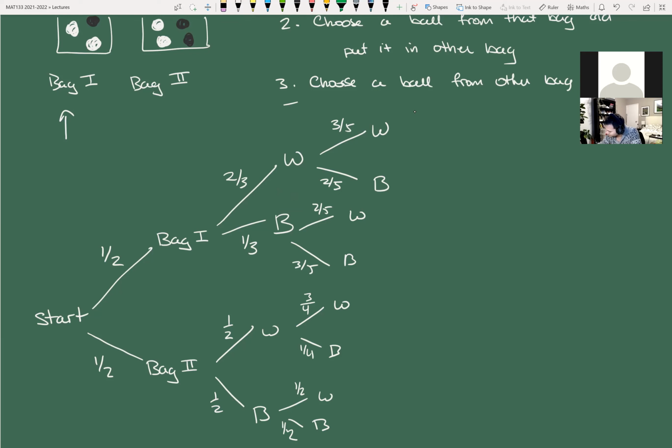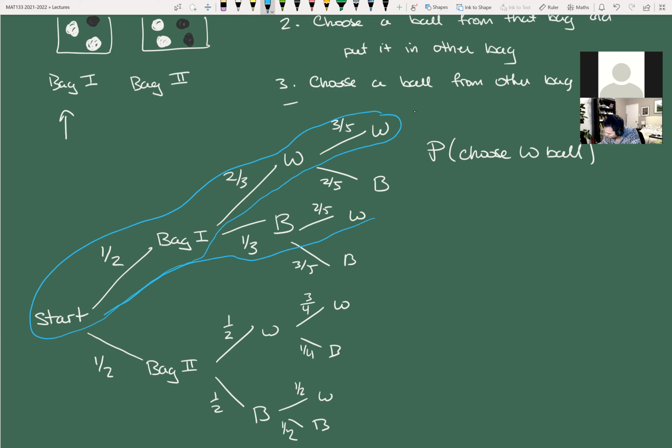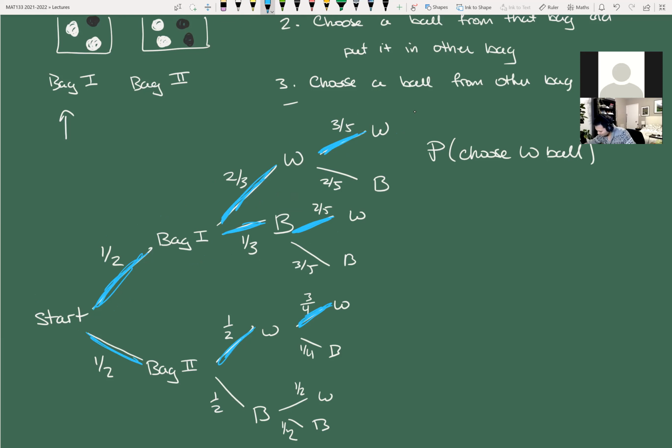Okay, so let me get rid of these. So now we're asked, what is the probability that you choose a white ball? And so what you want to do is look at all the ways that you finished with a white ball, right? So here's one way that you finished with a white ball. Here is another way. Maybe I should do this in a slightly different way. So here's one way, right? Here's another way. Here's a way. And here is a way.